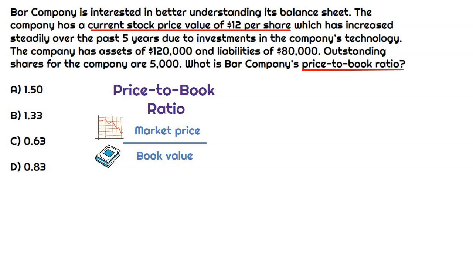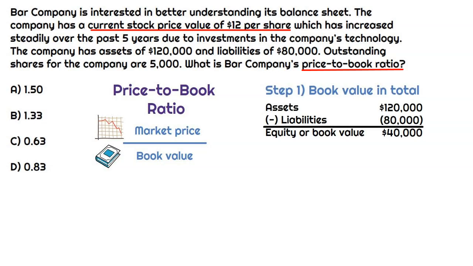So we have the numerator here. But what is the denominator, right? We need the book value per share. So there's going to be two steps we need to perform before we can get that book value per share and then ultimately calculate the price to book ratio and get the right answer.